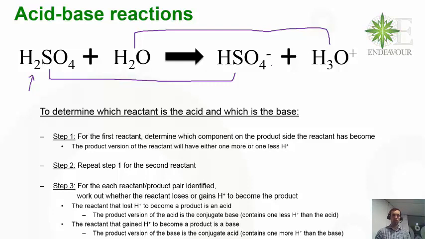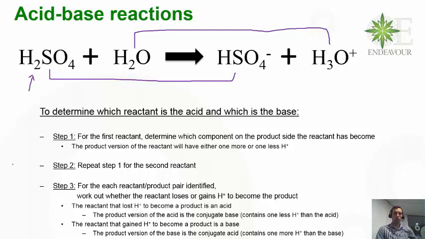Alright, so that's basically the first step. So we're doing that for both reactants. So step 1 is to find the first pair, and then step 2 is just to repeat step 1 and find that second pair. So essentially you're just looking for the components that are very similar to each other. One will be on the reactant side and one on the product side. And then all you have to do is work out how the pairs actually are different from each other.